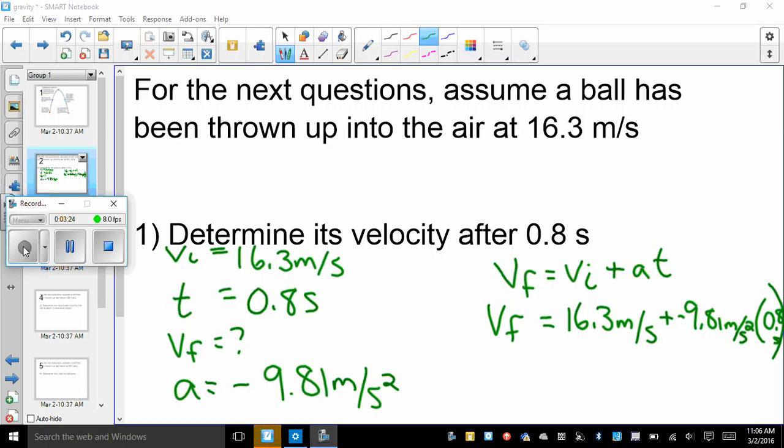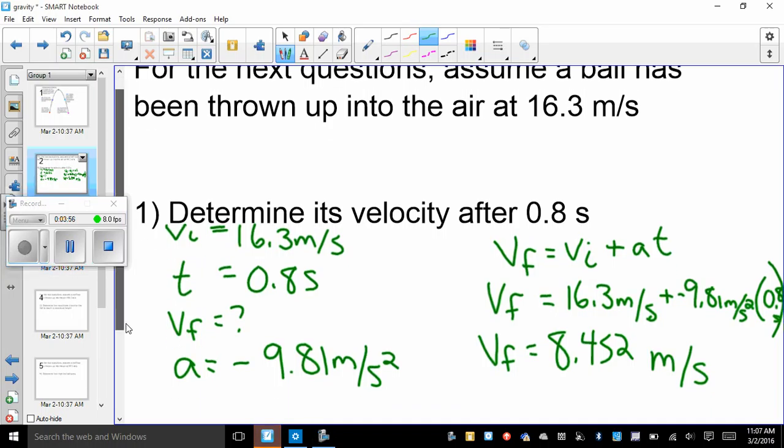I'm running out of space. V final. This is going to give me meters per second plus meters divided by second squared times seconds. It's going to be in meters per second. Now what I have to do is actually do the math. So 16.3 plus negative 9.81 times 0.8, and I get 8.452.